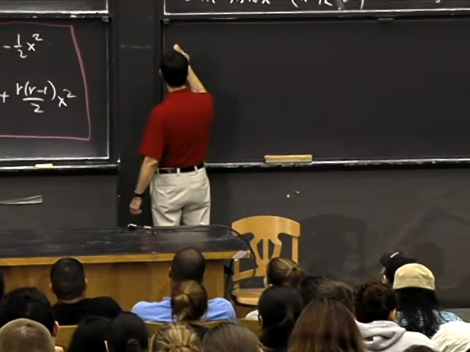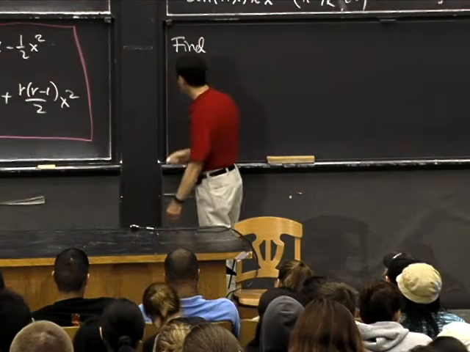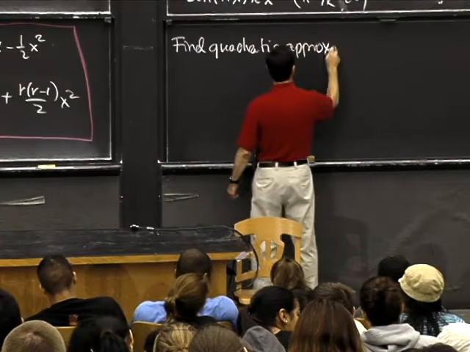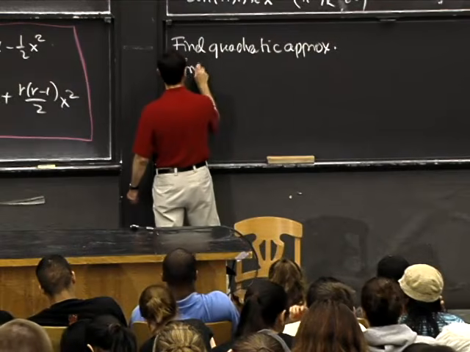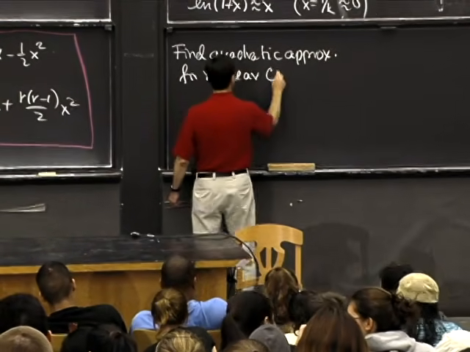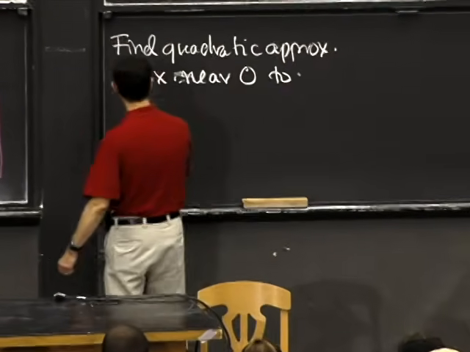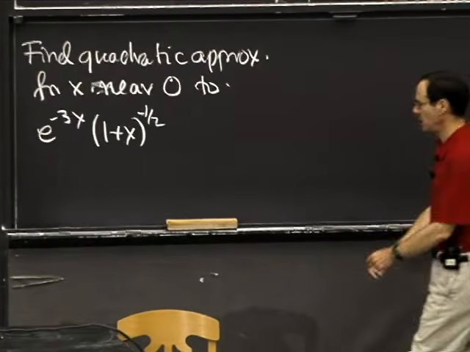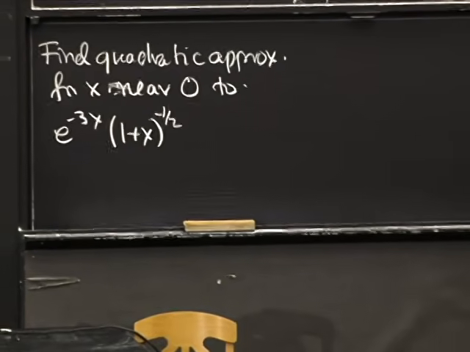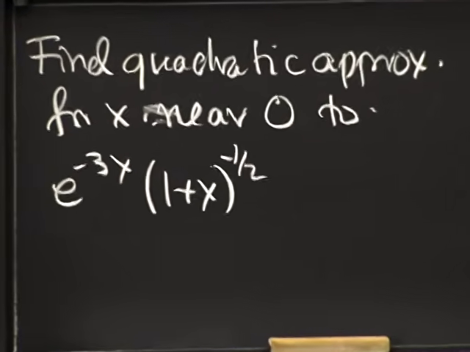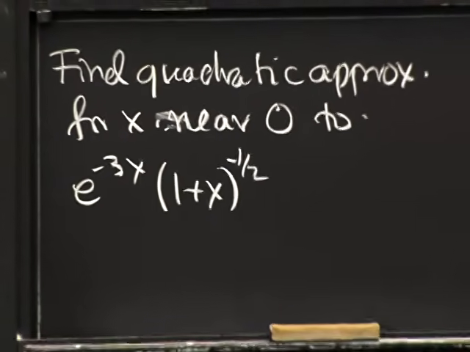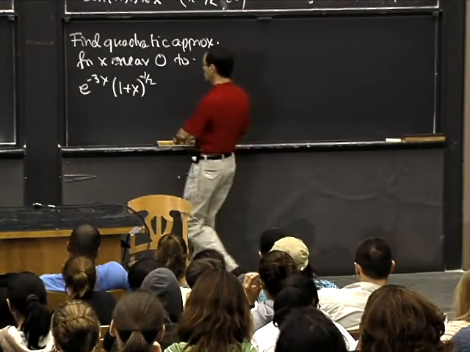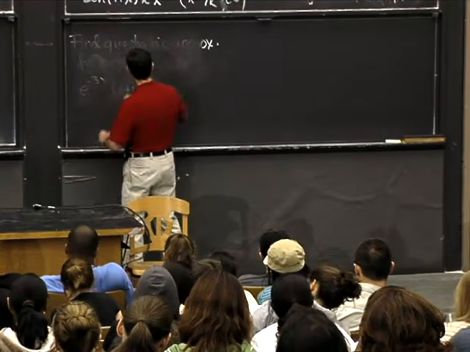Okay, so the example that I want to use, you're going to be stuck with it because I'm asking for the quadratic. So we're going to find the quadratic approximation for x near 0 to, well, this is the same function that we used in the last lecture, I think: e to the minus 3x times (1 plus x) to the minus a half. Unfortunately, I stuck it in the wrong place to fit this very long formula here, so I'm going to switch it. I'm just going to write it here.